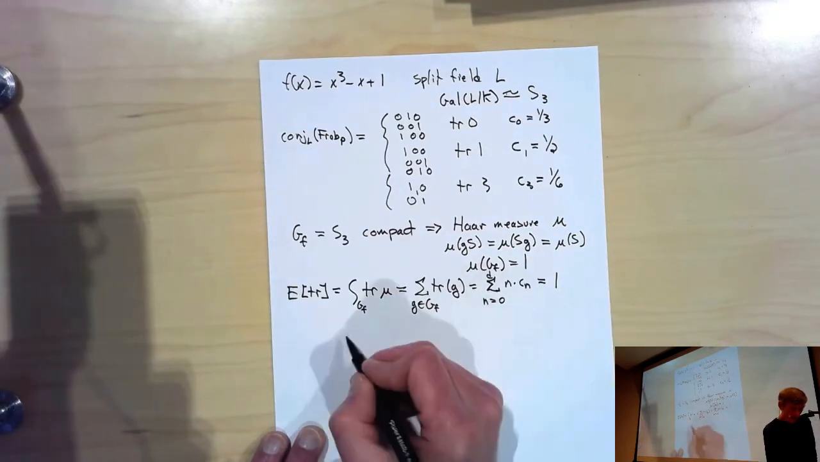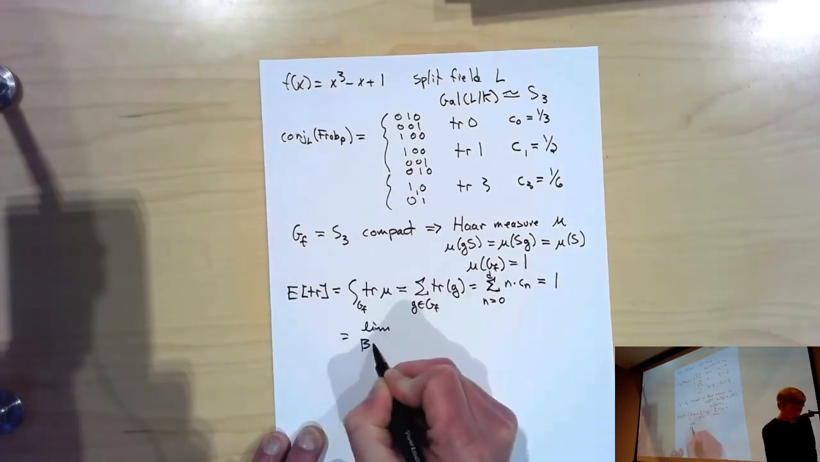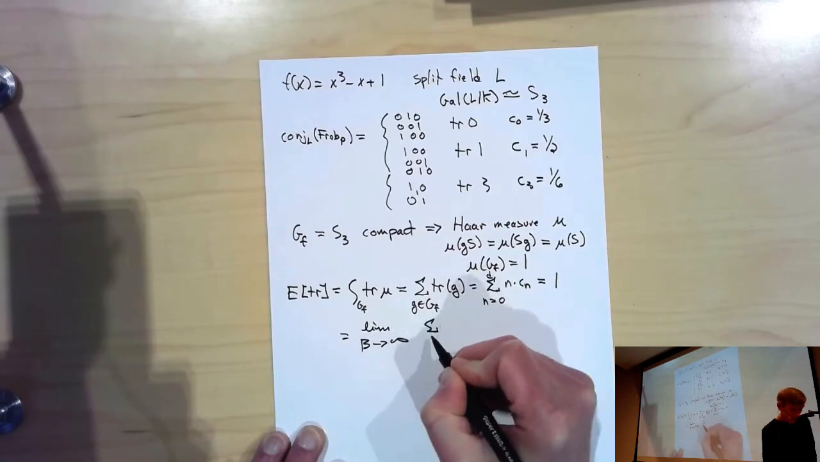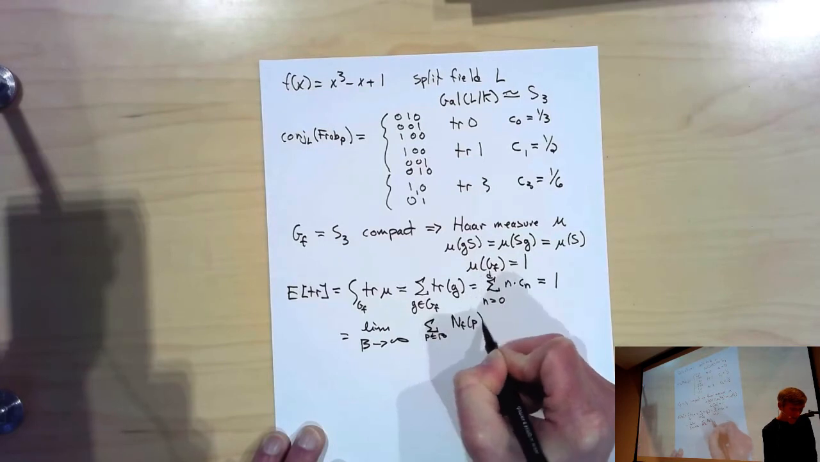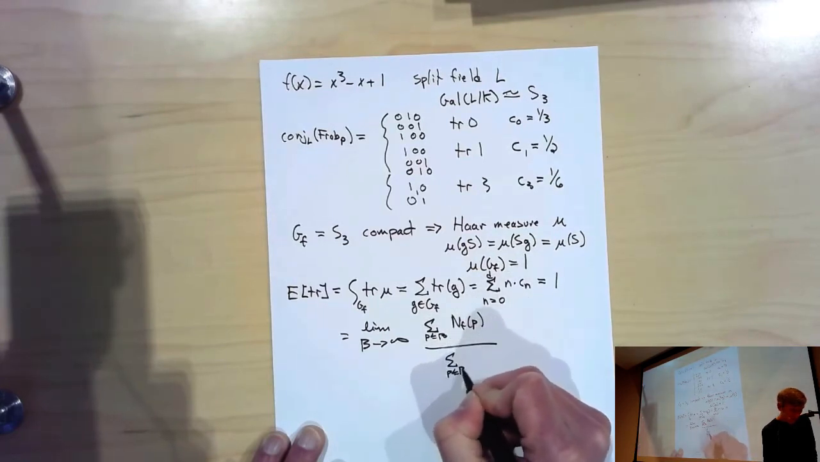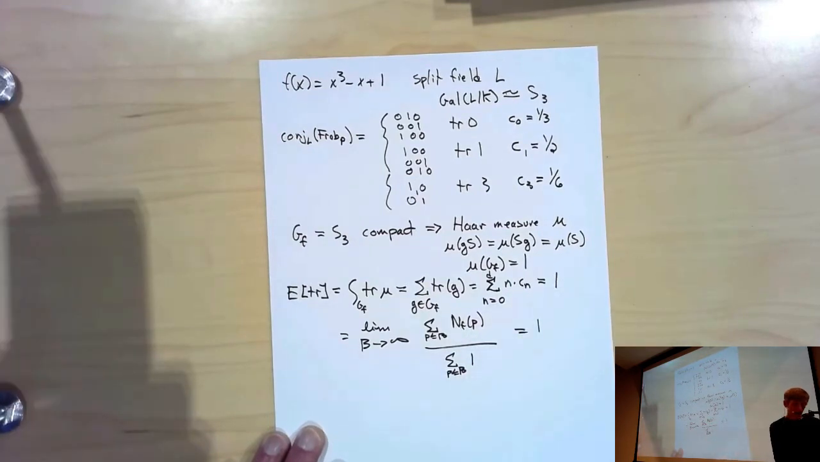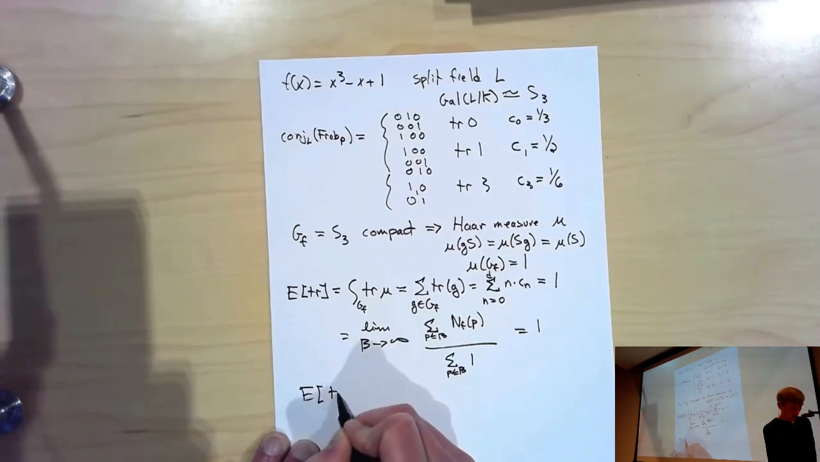And this value is also equal to the limiting ratio we get if we were to compute this quantity. So we're going to sum over primes up to b, NF of p, over the sum over primes up to b of 1. So this is also equal to 1. Okay? And we could more generally compute the expected value of other functions, like, say, powers of the trace.